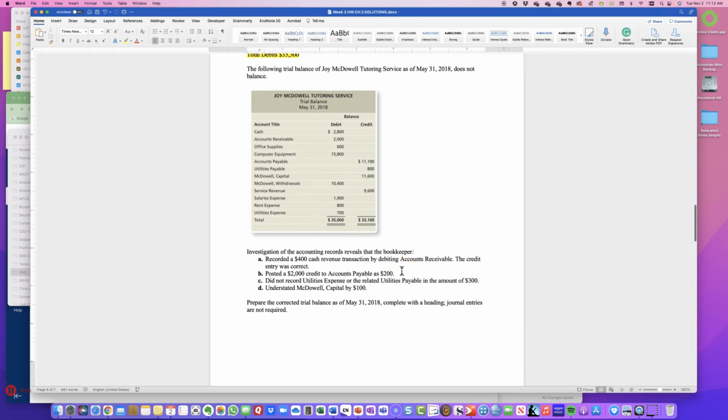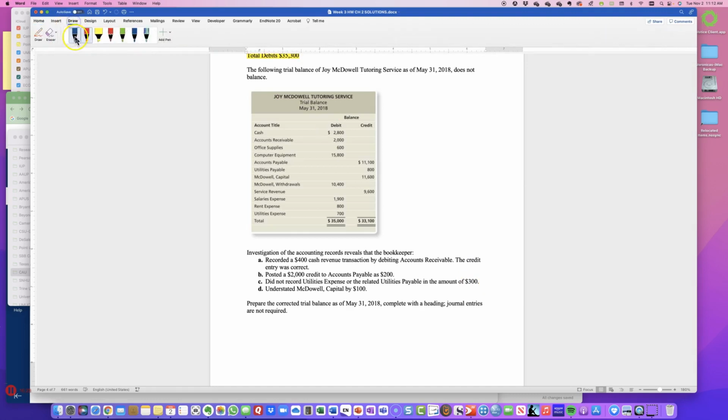So the correct way to correct this would be I would reverse the $200 and record the $2,000. That's good accounting, and it provides us a good revenue trail, but you can also do the difference, right? Adding the 1,800. And then we did not record utilities expense or the related utilities payable in the amount of 300.